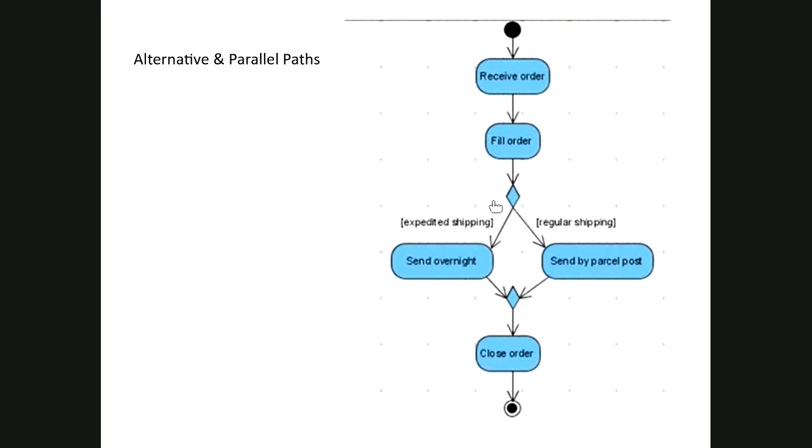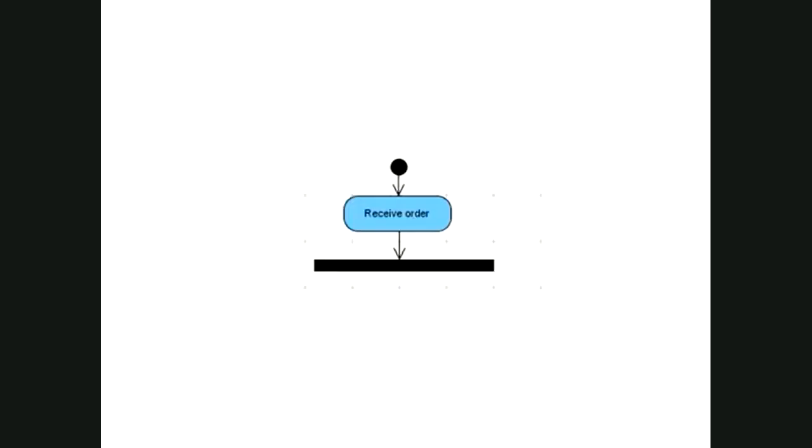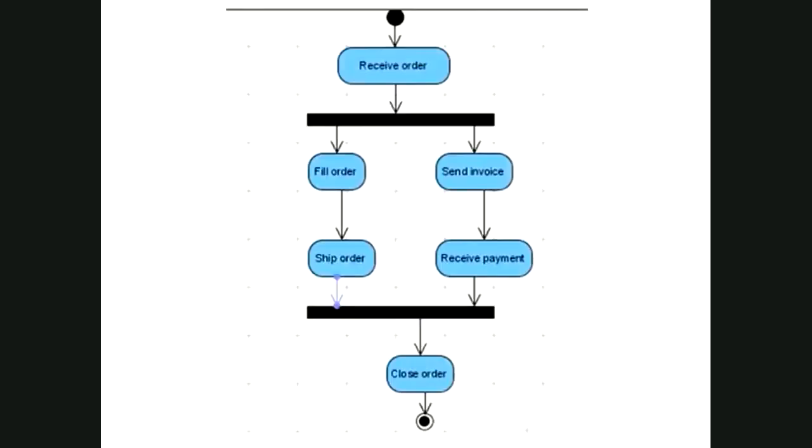But if you want to go both the sides simultaneously, if you want to perform both things together, you will use fork. You will use this fork. What will happen is that fill order and send invoice will work simultaneously. Ship order and receive payment will work simultaneously. The activities inside the fork will happen simultaneously or parallelly.